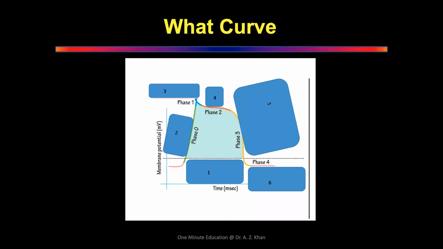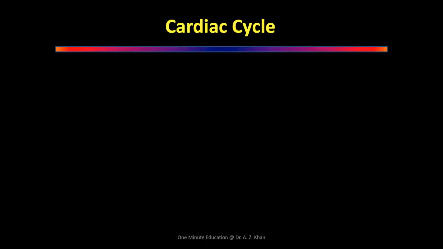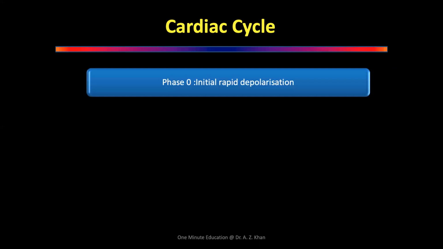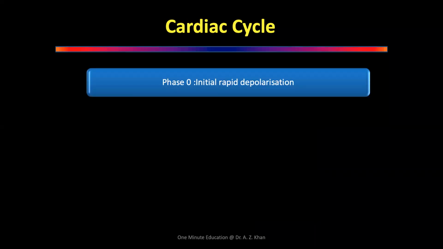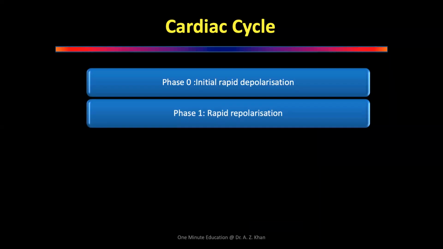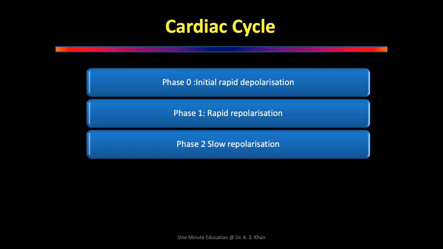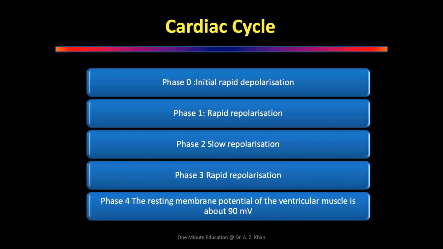Yes, sir. Yes, done. Okay, so this is the graph. Let me explain to you and I'll give you the answer also in a minute. The phases of a cardiac cycle are quite important. The cardiac muscle action potential phases are initial rapid depolarization, followed by a rapid repolarization, followed by a slow repolarization, followed by a rapid repolarization. Phase 4 is the resting membrane potential of the ventricular muscle, which is about 90 millivolts.